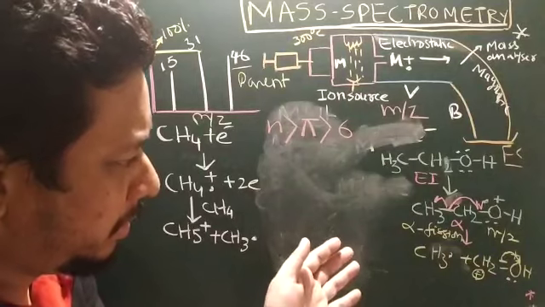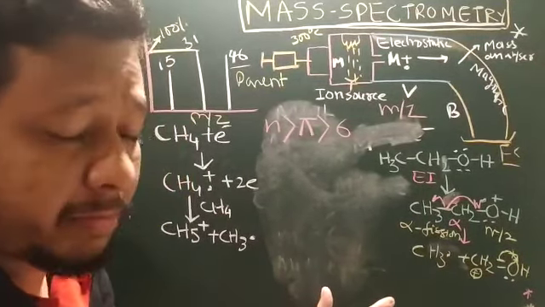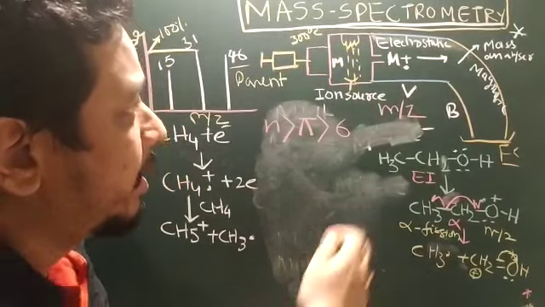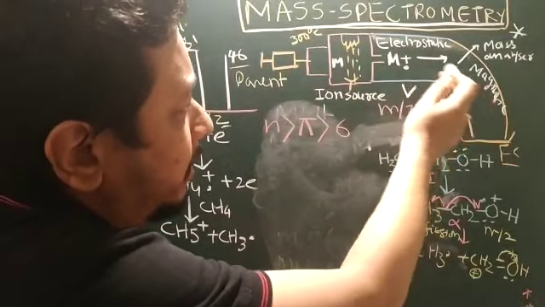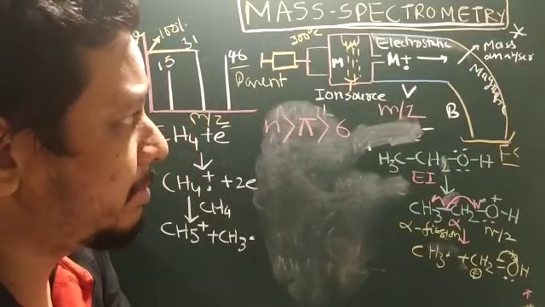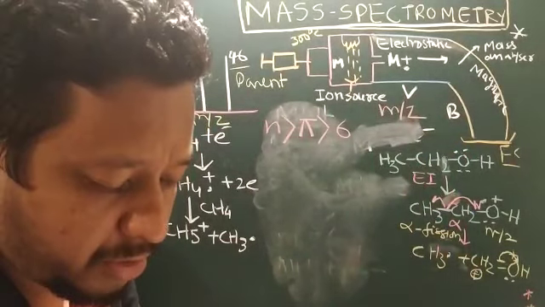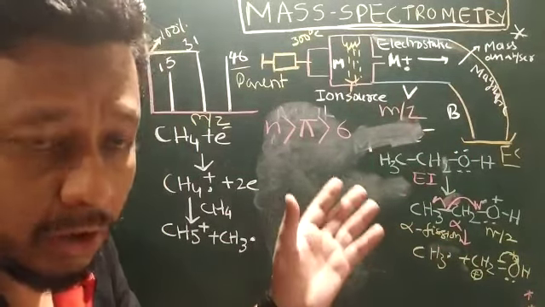But these ions have to be separated properly during the mass spectrometric analysis, and that's why we use both the electrostatic field and the magnetic field. This mass spectrometer is known as a double focusing mass spectrometer. So let us discuss its working.